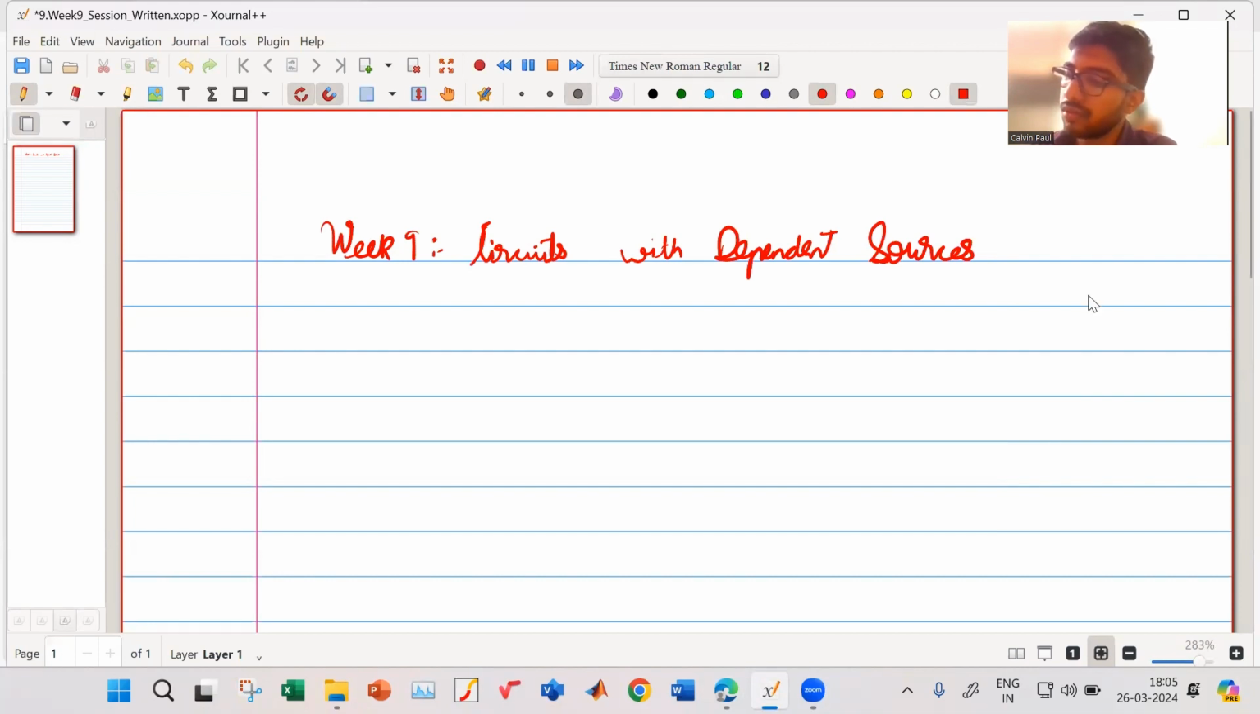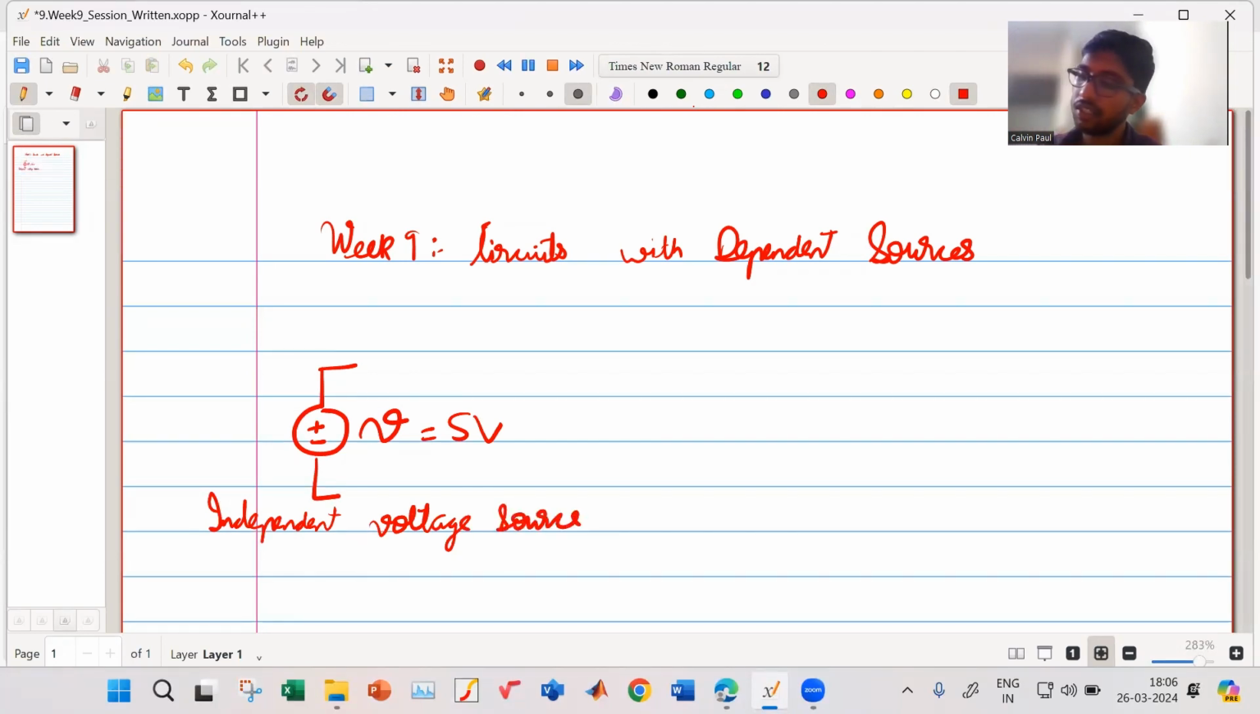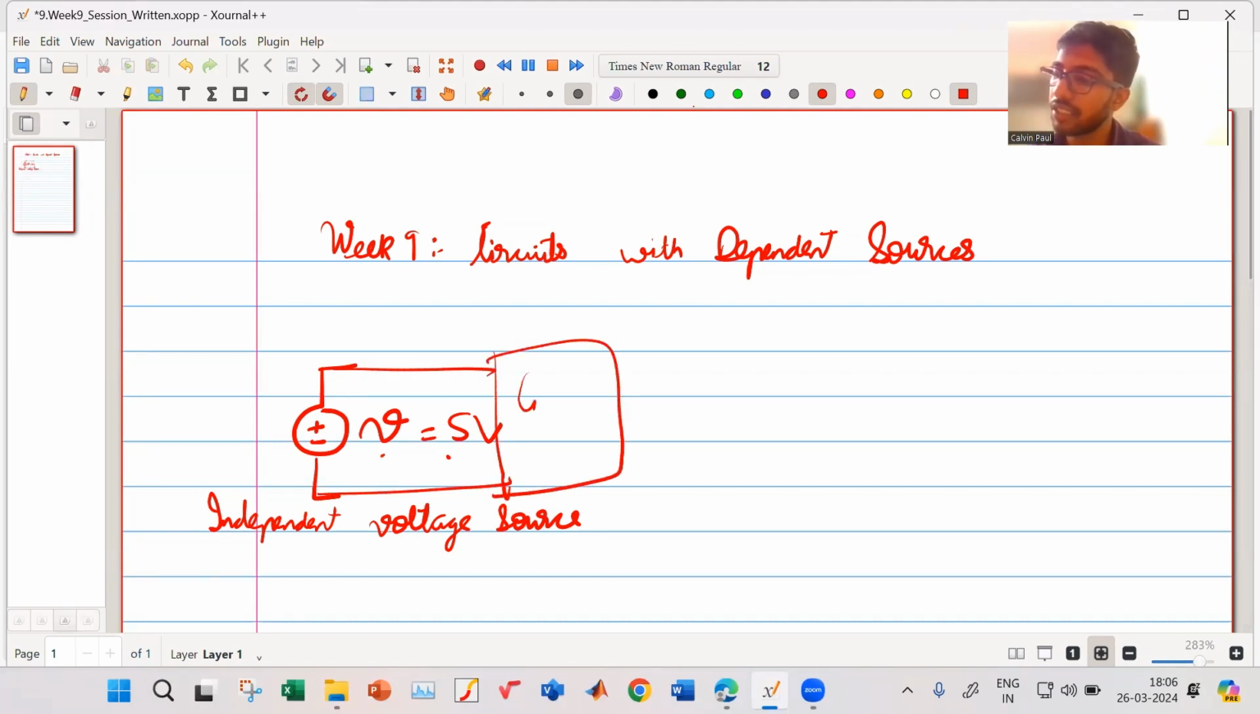Okay. So assume I have a voltage source. You have a battery. This is your battery, okay? It gives a voltage V. Let us assume it to be 5 volt. So this is an independent voltage source. We consider that this voltage of 5 volt will be maintained regardless of whatever circuit is there. This voltage of 5 volt is maintained by this battery.